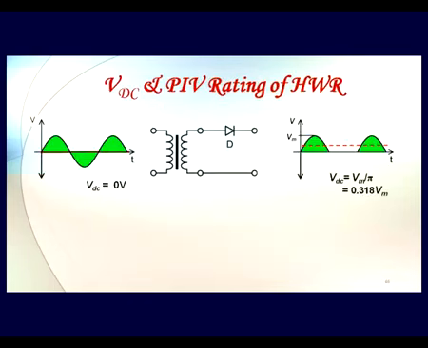That is the same thing we are depicting here on the left hand side. If you follow this red line, the DC voltage is 0, but if you see here, the DC voltage level has shifted to 0.318 of the peak value Vm.